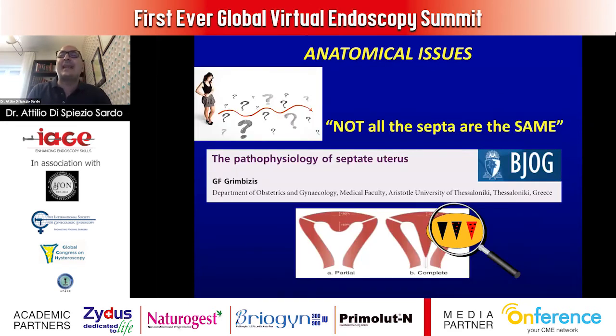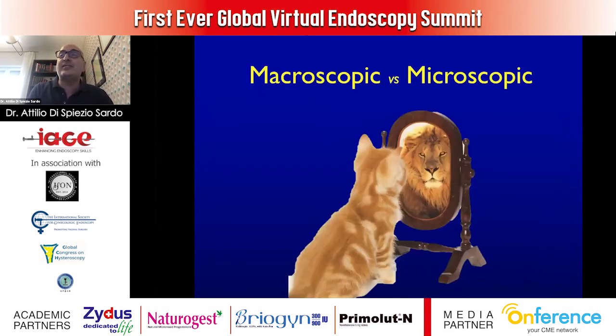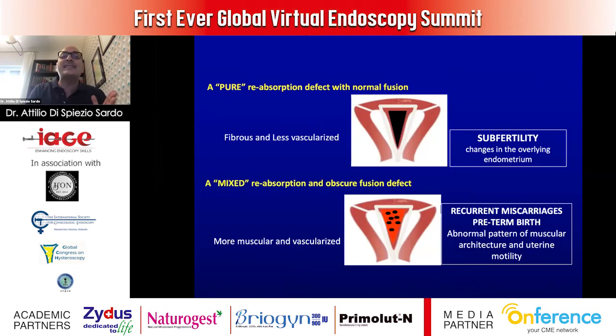However, regarding the septate uterus, we still have some anatomical issues. Not all the septa are the same. What does it mean? First of all, that the macroscopic appearance of the septum does not reflect most of the time the microscopic histology of the septum. We have septate uteri that are the result of a pure reabsorption defect with normal fusion. These are septa that are really very fibrotic, with no vascularization, mostly in the apex of the septum. And these septa are mostly correlated to the subfertility of these patients.